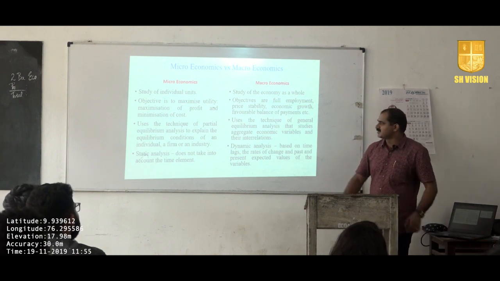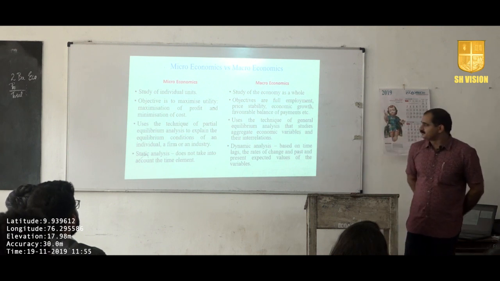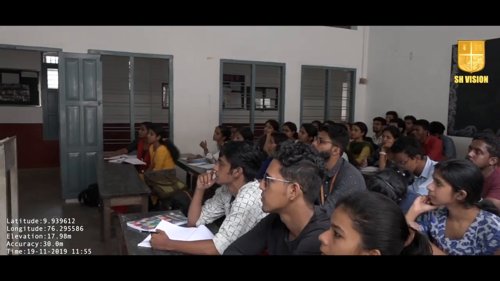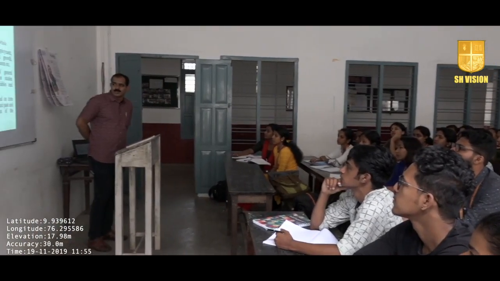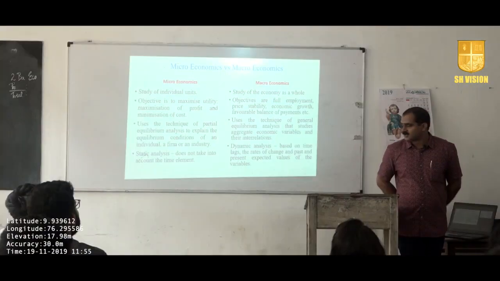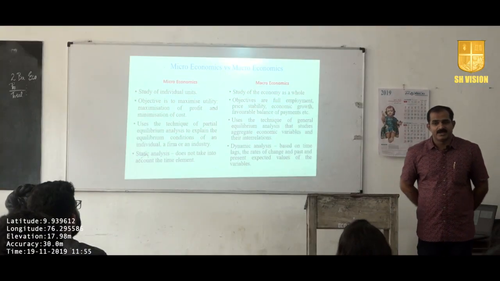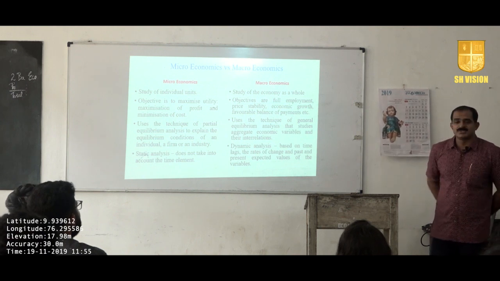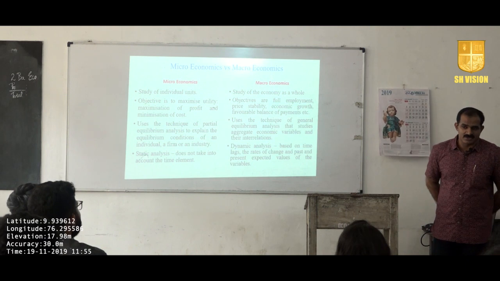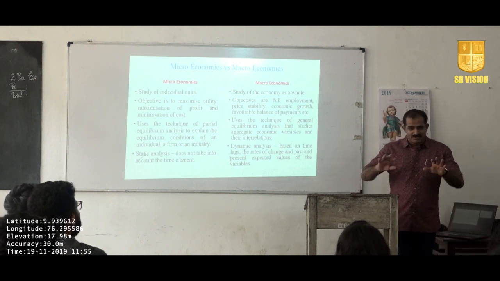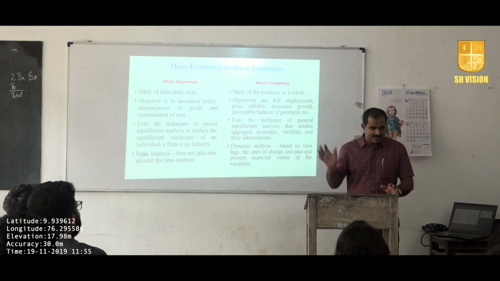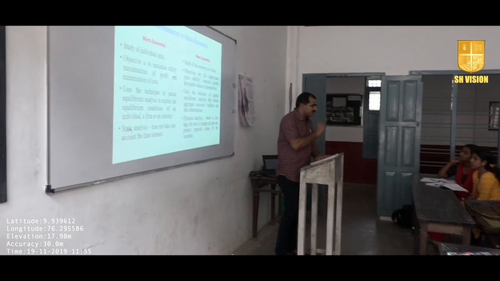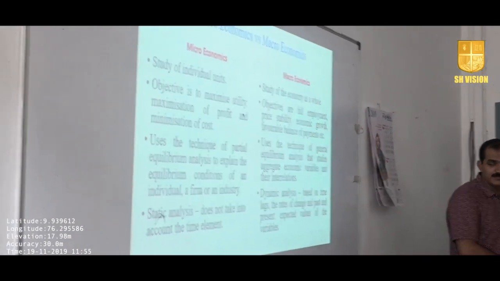Now, the third one: what are the techniques? Microeconomics uses the technique of partial equilibrium analysis to explain equilibrium conditions of an individual, a firm, or an industry. At the same time, general equilibrium analysis is used in macroeconomics, because equilibrium can be mentioned generally for aggregates. And here, independent entities, single individual units.